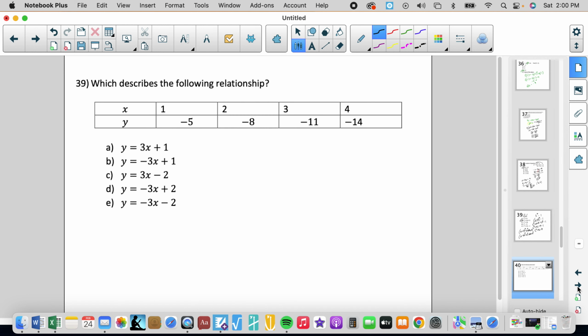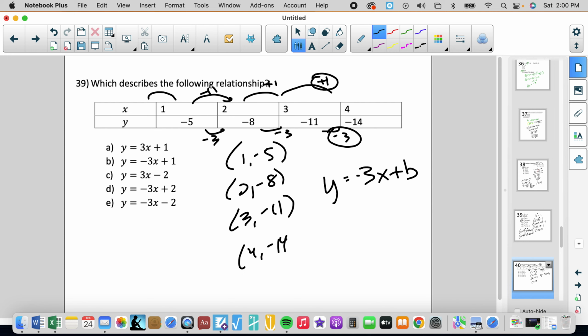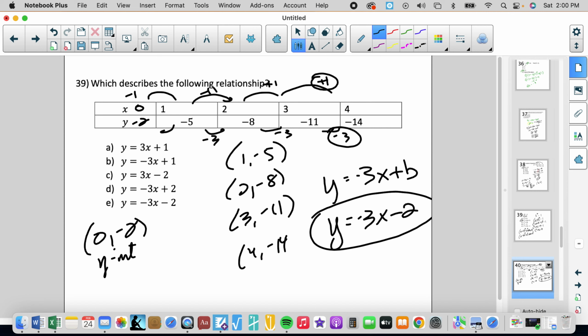You should also, just saying, have the sum of cubes and difference of cubes memorized, which describe the following relationships. Remember, these are points: 2, negative 8; 3, negative 11; 4, negative 14. So increments are plus 1, plus 1, plus 1. Increments are minus 3, minus 3, minus 3. So I have a slope of negative 3 over 1. So it's y equals negative 3x plus b. Or we can go backwards. Minus 1 takes me to 0. Minus 3 gives me negative 2. And (0, negative 2) is my y-intercept because x equals 0. So I could easily write this equation like that. And that's going to be E. That is E. Lots of different ways to do that problem.